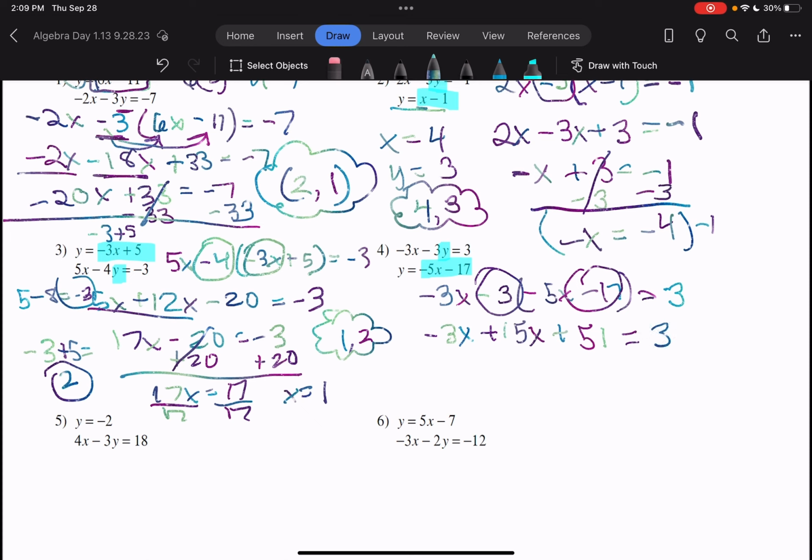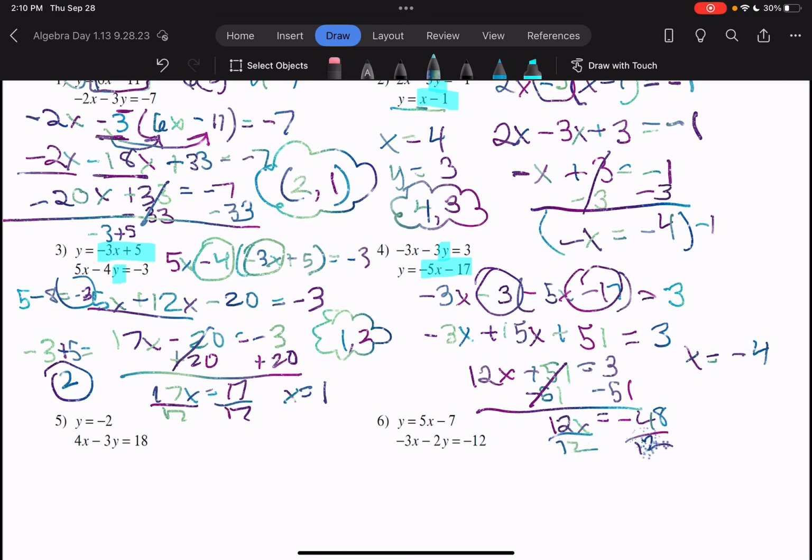equals 3. Now I can combine negative 3x and positive 15x, which gives me 12x plus 51 equals 3. I'm going to subtract 51 from both sides to make this 0, and then 12x equals negative 48. Therefore, x equals negative 4 if we divide both sides by 12. Okay? Now that I have that negative 4, I can plug that back in to solve for y. So negative 5 times negative 4 is 20, minus 17 is 3, so this means that y equals 3. Negative 4, 3 is my answer. Okay?